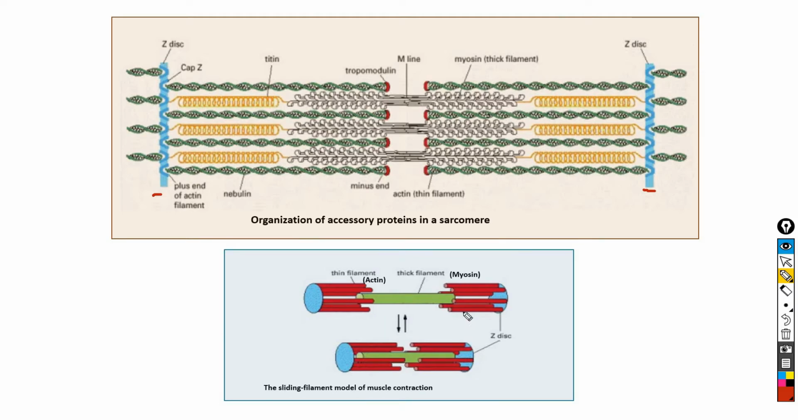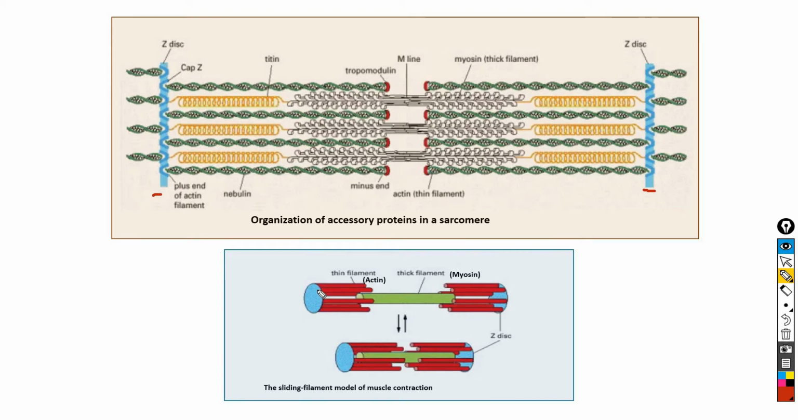And this is the figure that represents the sliding filament model of muscle contraction. Here actin is represented in red color, myosin is represented in green color, whereas the Z disc is represented in light blue color.